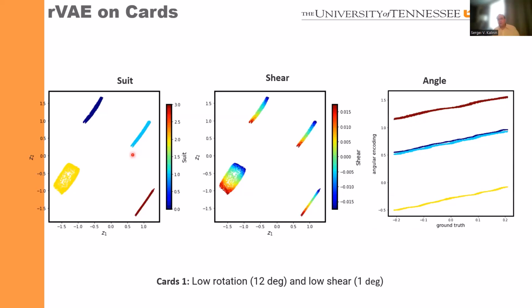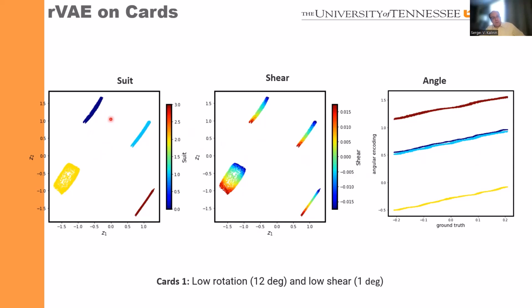And interestingly enough, if we start to add this rotation of the factor of variability, we can start with the same data set with low rotation and low shear. We can try to encode in the latent space of rotation invariant autoencoder. And in this case, we have no longer two latent representations. We have three because we have Z1, Z2, and the angle. So let's see what happens.